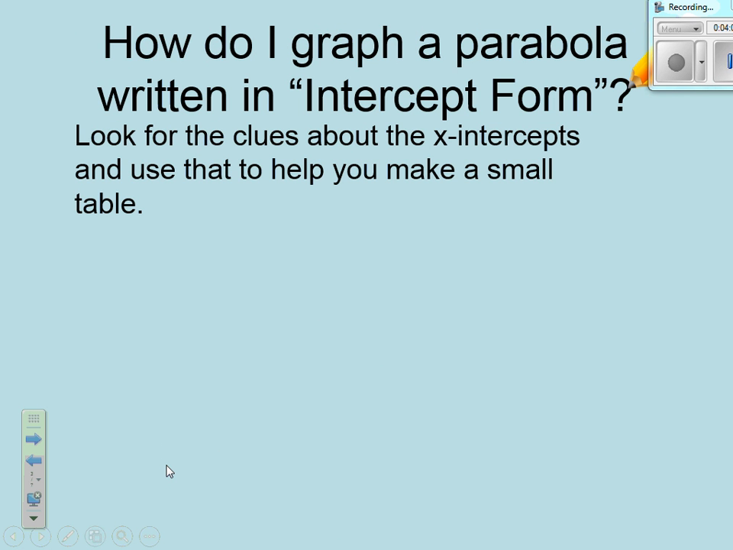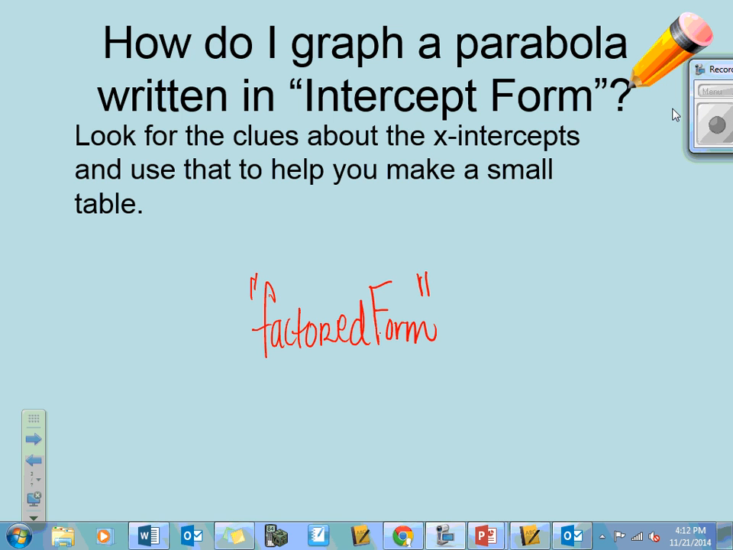How do I graph a parabola in intercept form? Or again, that's factored form. If I were to graph a parabola in intercept or factored form, I am going to look for my 2 x-intercepts, and then I'm going to find my vertex. So you really only need 3 points when you do this. So you're going to make a very small table. And you do need to write this down, so make sure that you are writing this down.